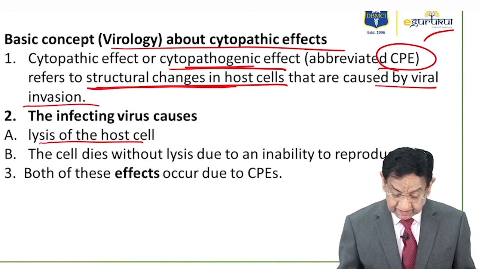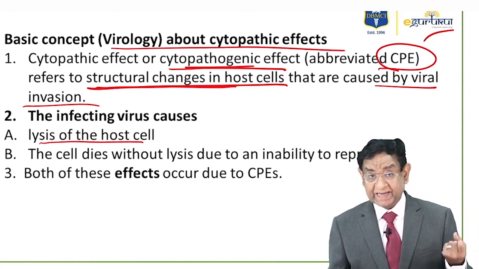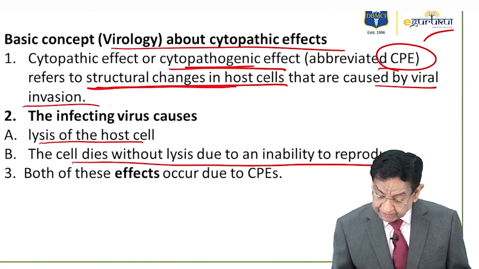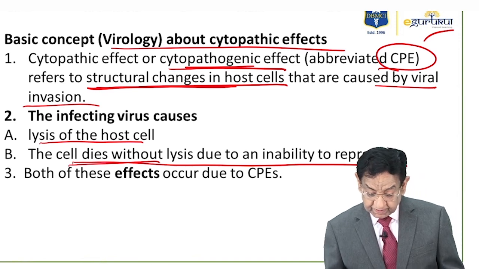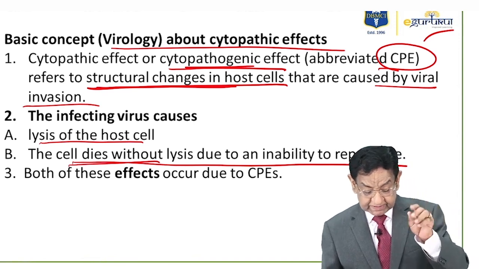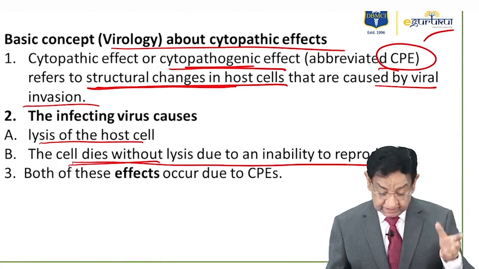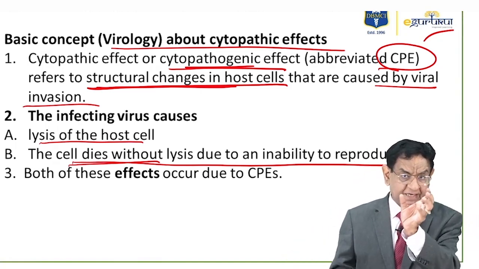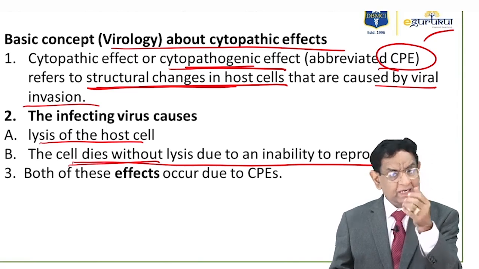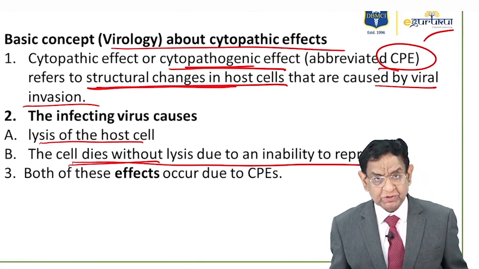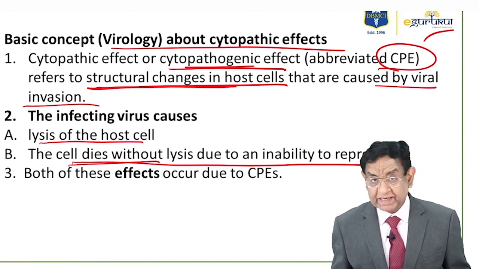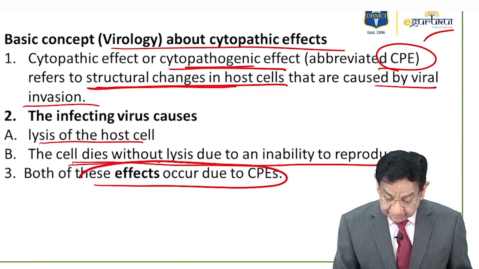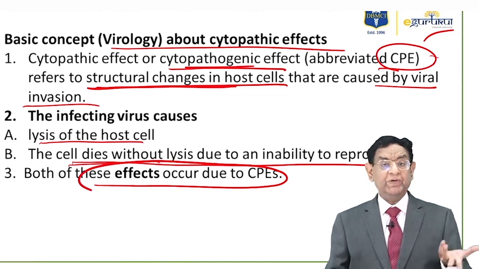Now, what happens in this CPE? Lysis of the host cell. The host cell dies. And second, the cell dies without lysis due to inability to reproduce. So either cell lysis will occur, or the cell will die without lysis due to inability to reproduce. Of course, the cell is there, but it's not able to reproduce. Again, it will die in its natural course. So there are two things that a virus can do in any host cell. Both occur due to CPE.